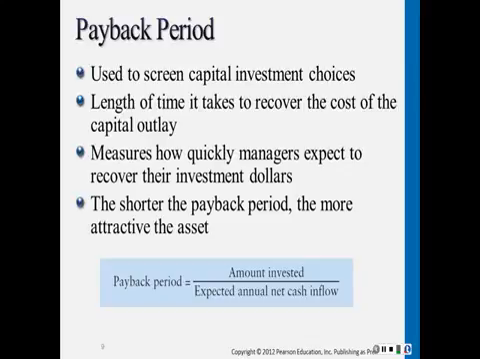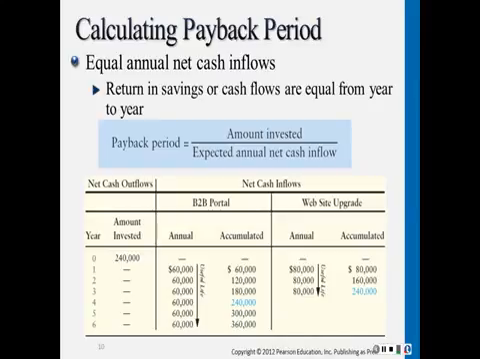Computing the payback period depends on whether net cash inflows are equal each year or whether they differ over time. We consider each in turn. To compute the payback period when the investment has equal cash inflows, divide the amount invested by the expected annual cash inflow. The result will be the number of years the investment takes to pay for itself. If the investment has unequal cash flows, the payback period occurs when the cumulative total of the cash inflows equals the cost of the investment.